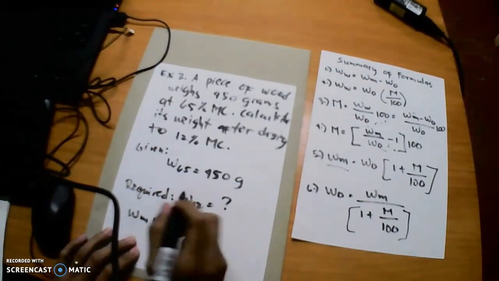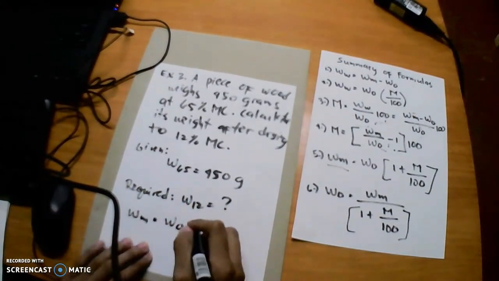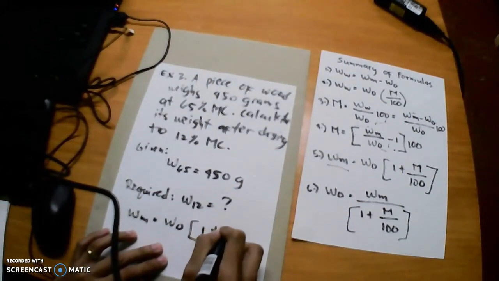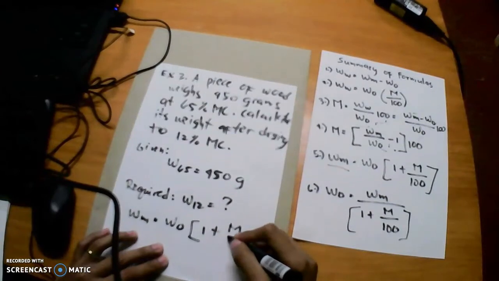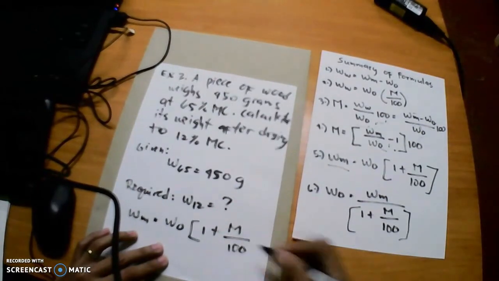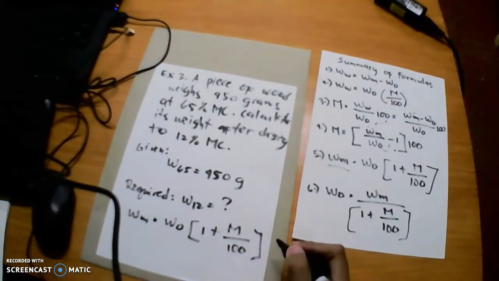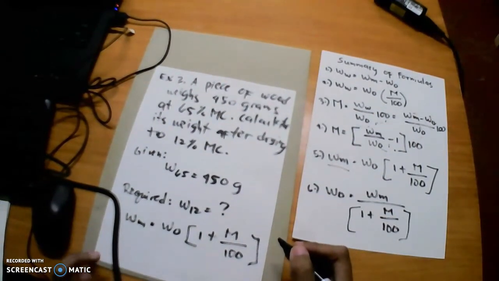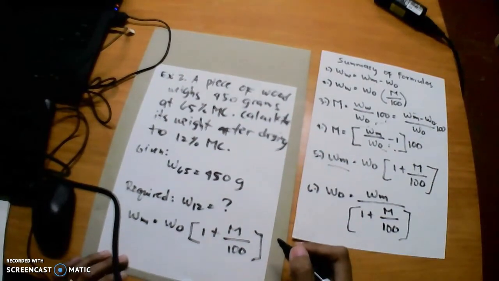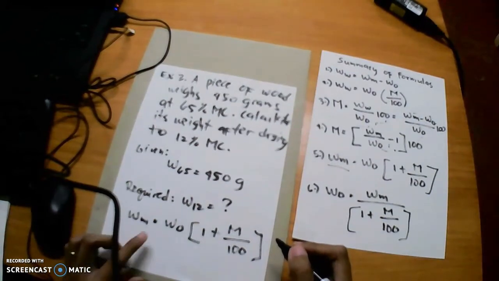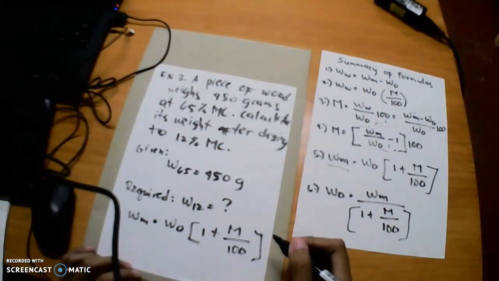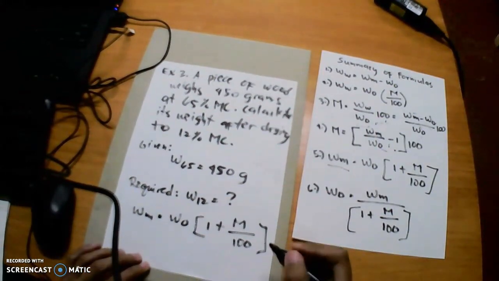WM is equal to WO times 1 plus M over 100. Now, when I first discussed to you the computation of problems regarding moisture content, I said to you that you cannot compute for this one if you do not have a given of at least two values. Okay?